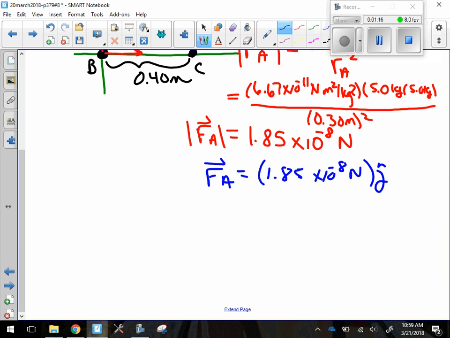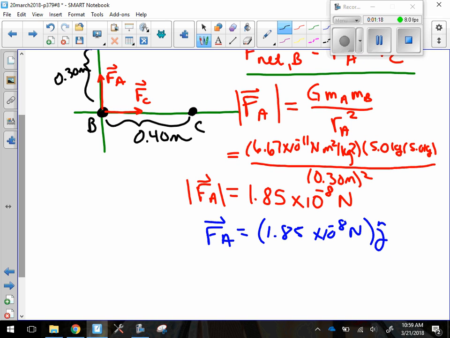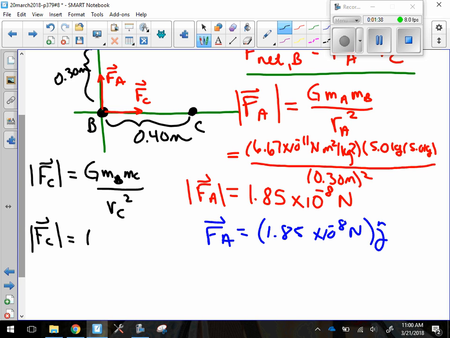And then we need to use our handy-dandy formula again and figure out what the magnitude of FC was going to be. And that's, again, G, M_B, M_C all over R_C squared. And then remember that G is that universal gravitational constant, 6.67 times 10 to the negative 11th newtons meters squared per kilogram squared.